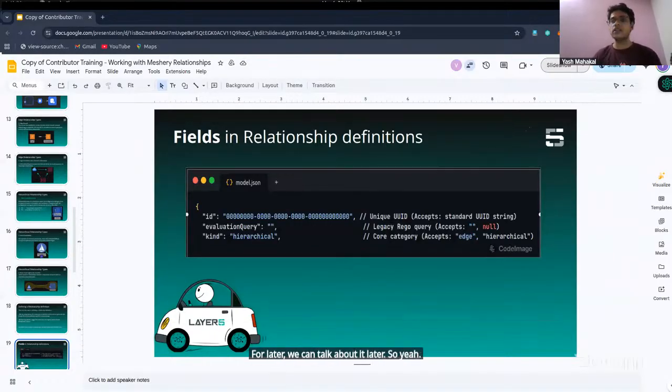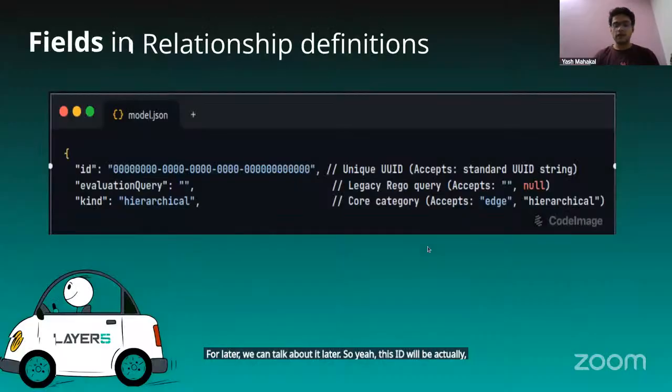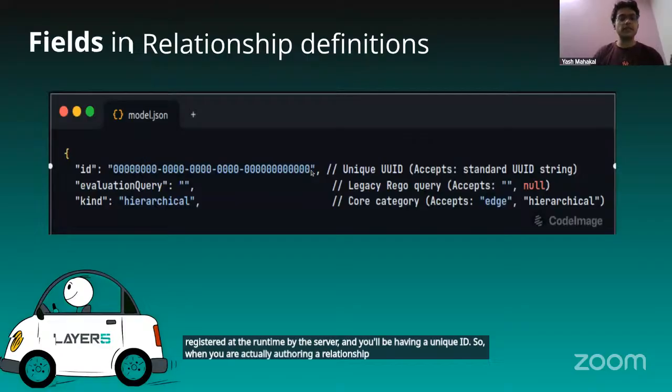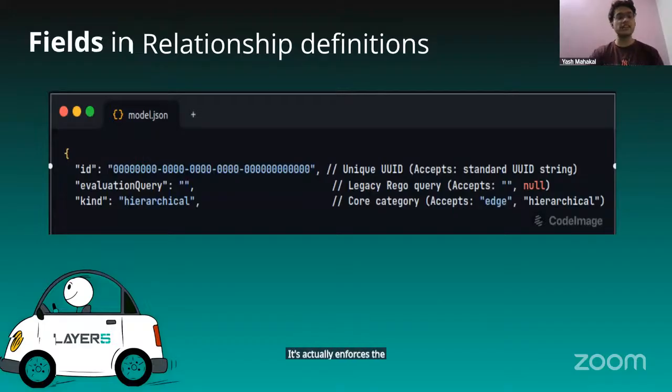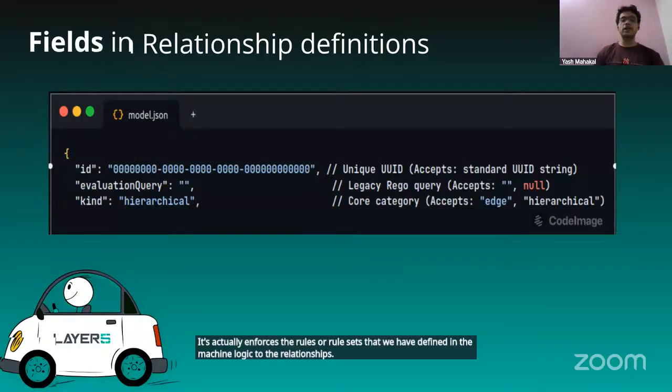So yeah, this ID will be registered at runtime by the server, and it will have a unique ID. So when you are authoring a relationship, you should keep it null. Talking about the evaluation query, it is a Rego query. We have a Rego policy engine which acts as a law enforcer for all the relationships, which enforces the rule sets that we have defined in the Meshery logic on the relationships. We'll be talking about them later because they are high-level concepts.